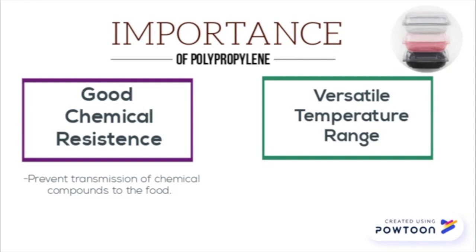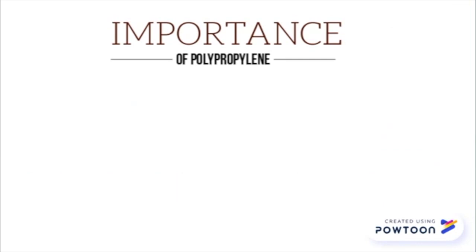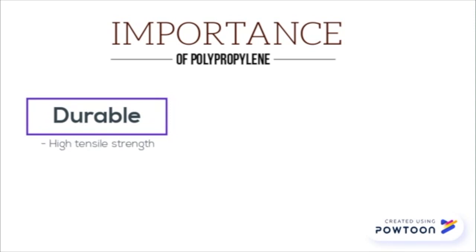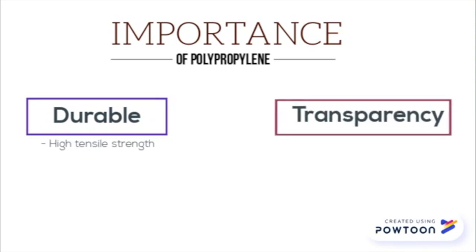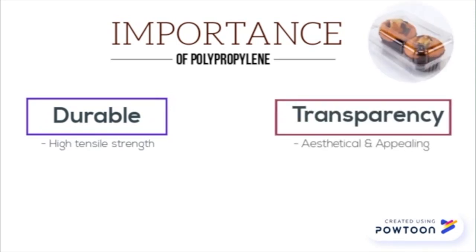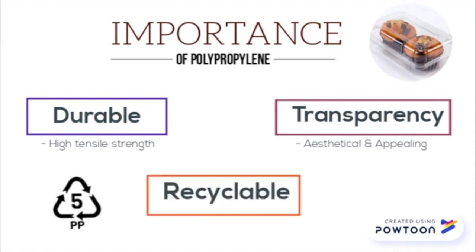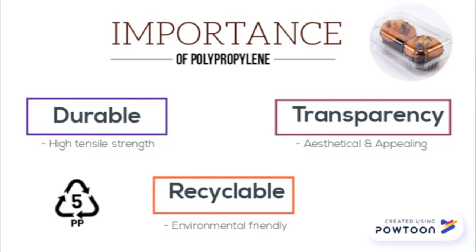It also has a versatile temperature range, so food products that are made with polypropylene packaging are microwavable and can be stored in the freezer. Polypropylene is also durable due to its high tensile strength. The transparency of polypropylene also gives an aesthetic and appealing appearance. Polypropylene is also recyclable, so it's environmentally friendly.